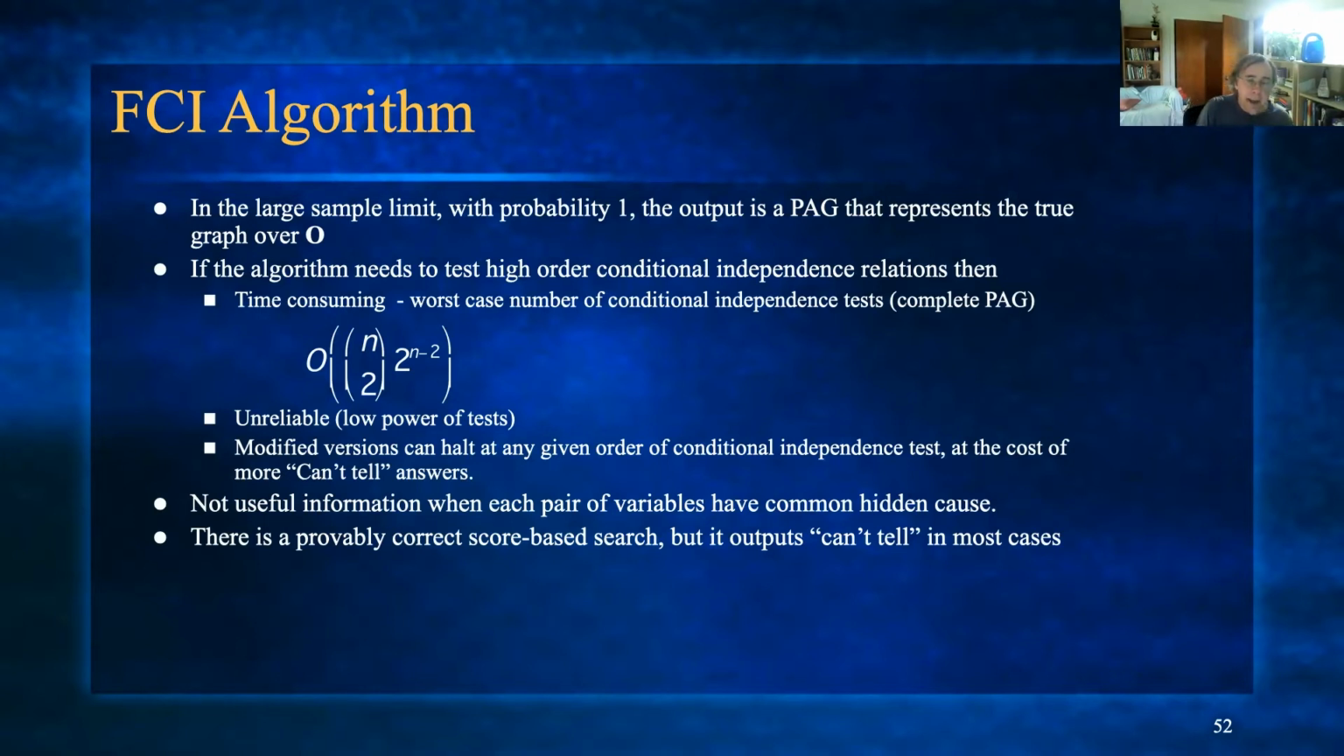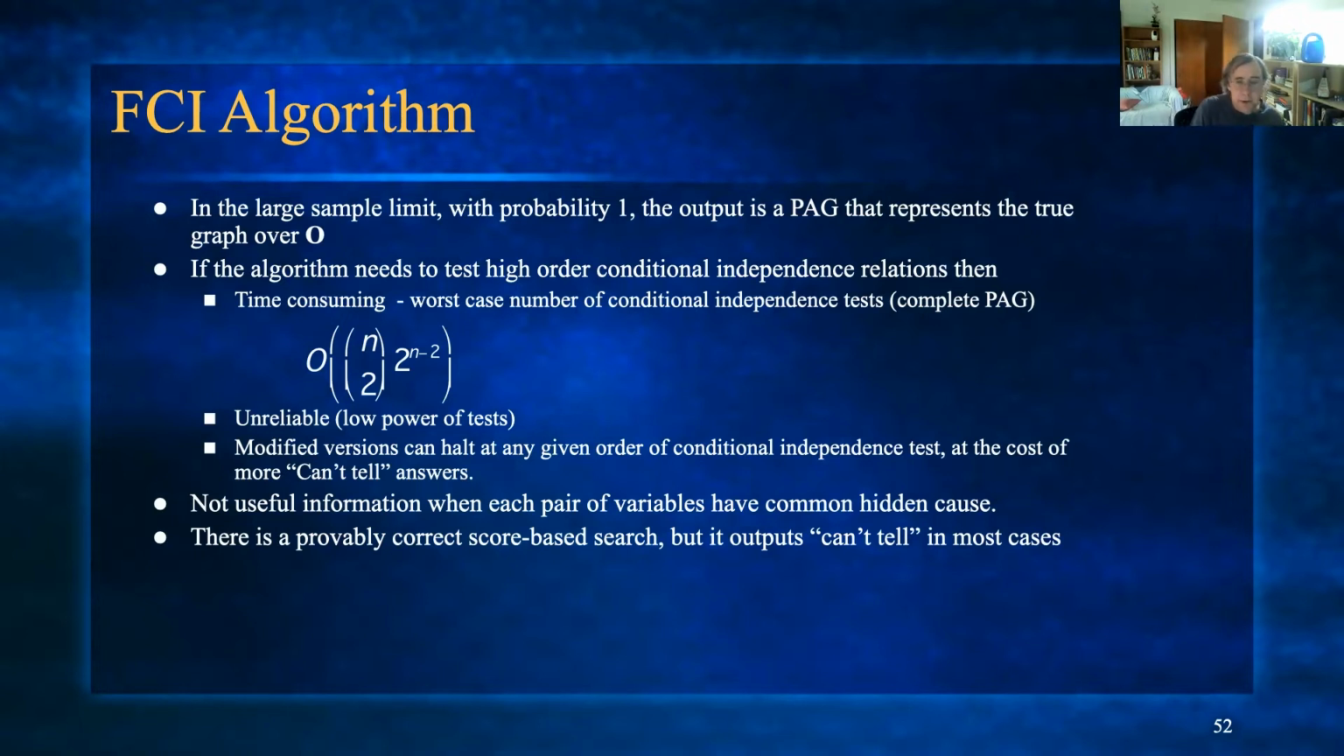In the worst case, it's extremely time consuming, just as PC in the worst case is extremely time consuming, because that's a case where I have a complete PAG and I would have n choose 2 times 2 to the n minus 2 tests. It would be extremely unreliable, because I would have to condition on so many variables, and extremely slow because I would have to do so many tests, and it would be extremely unlikely to produce the right result because with so many tests, some of them are going to go wrong.